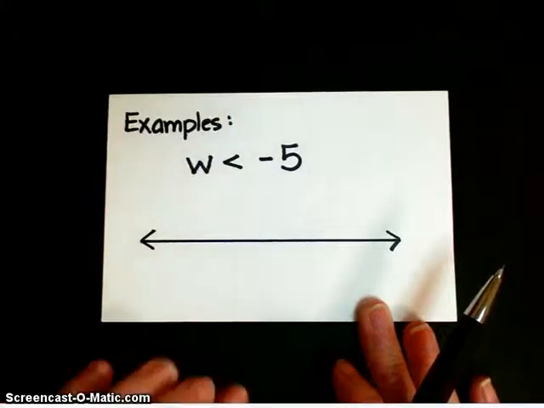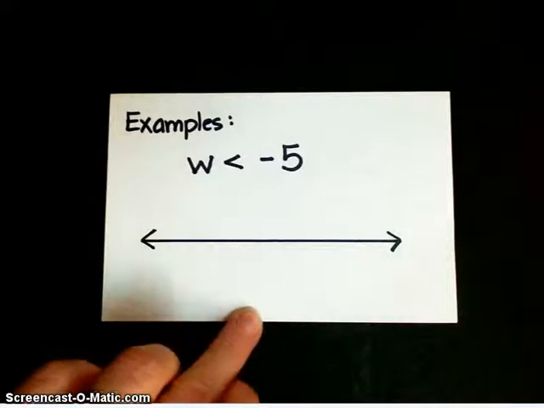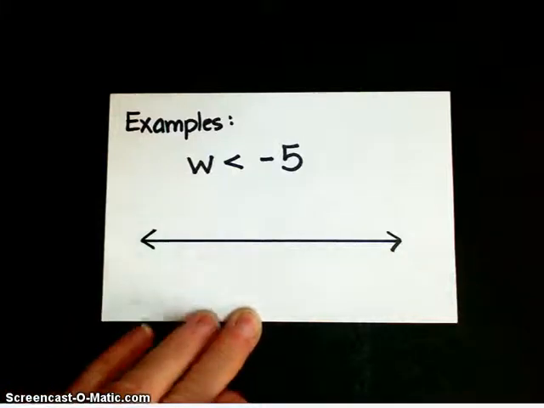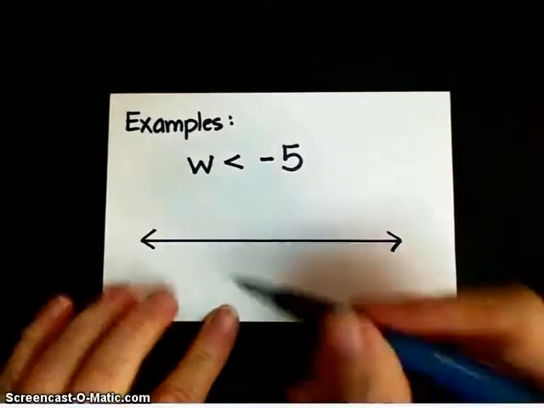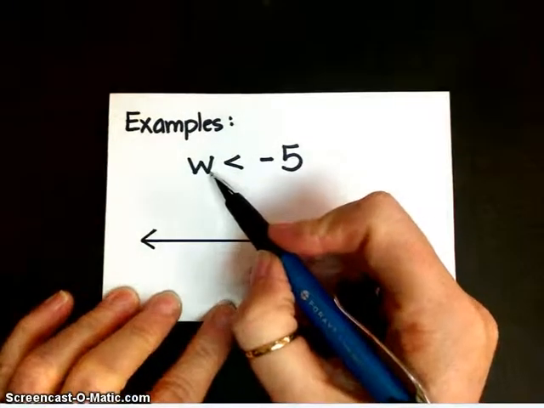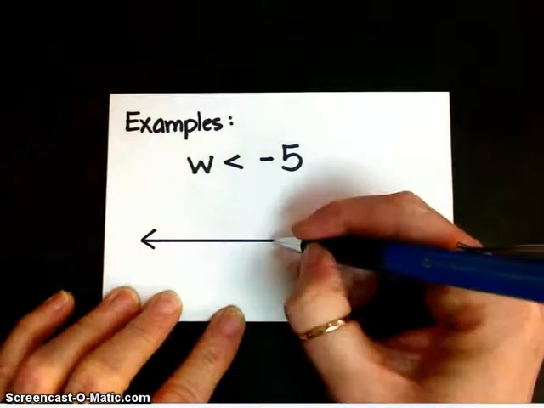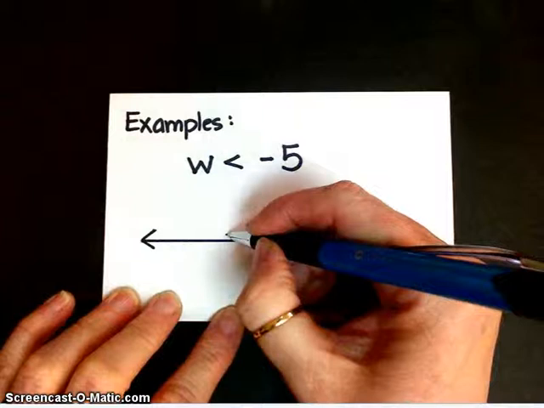The whole point to an inequality is to say there is a whole group of numbers that can be part of the solution. And what I'm going to do is use a highlighter to make it more visible which way our arrow is going to be going. So if this is our problem, we have W, which is our variable, is less than negative 5. Well, let's find where negative 5 would be on a number line.